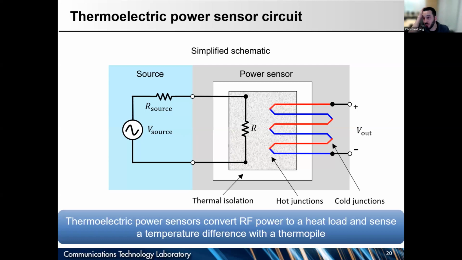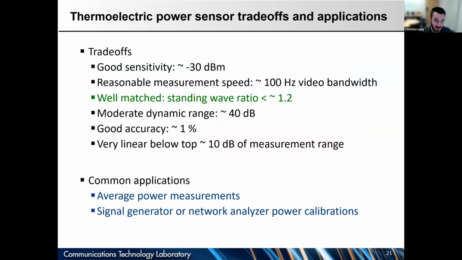You can go through from first principles and try to estimate the coefficient for how much voltage you get for power. But if you do that, you typically end up with more uncertainty than you would get by putting a known power in and just coming up with a scale factor for the output voltage. So these guys usually get calibrated with a different system, ultimately. It's a great all-around power sensor technology.